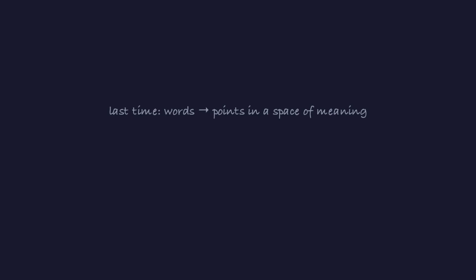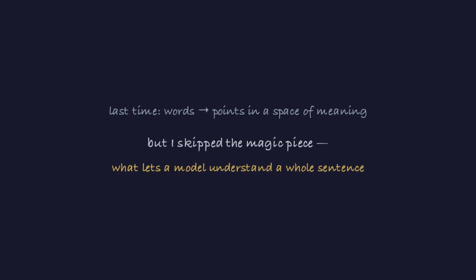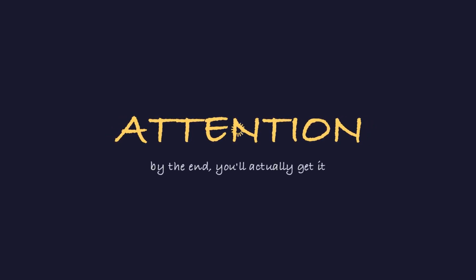In my last video, we saw that a language model turns words into points in a space of meaning. But there was a piece I skipped, the magic piece. The thing that lets a model understand a whole sentence instead of just isolated words. Today we open up attention, and I promise, by the end you'll actually get it.